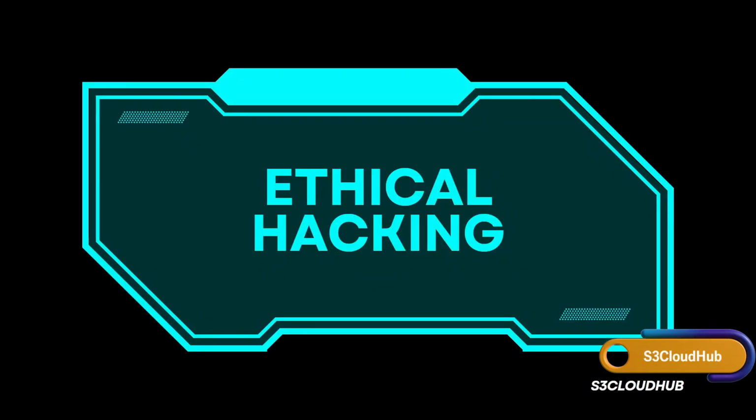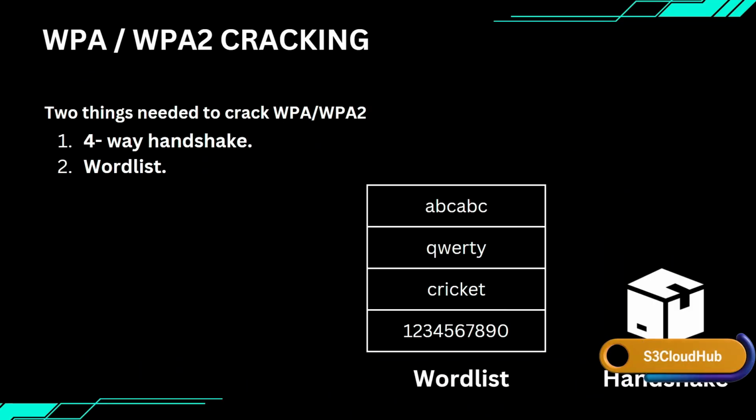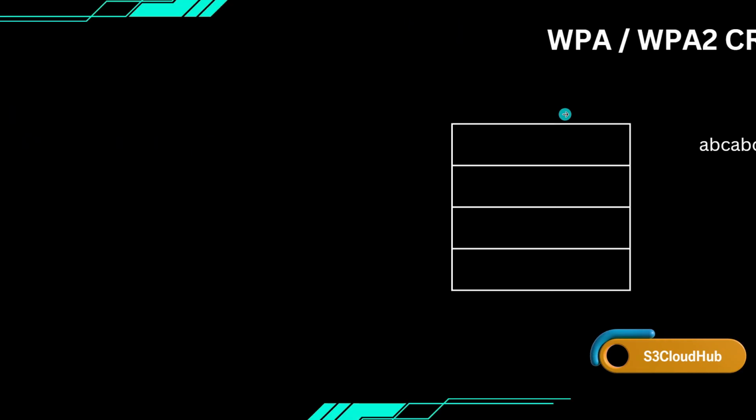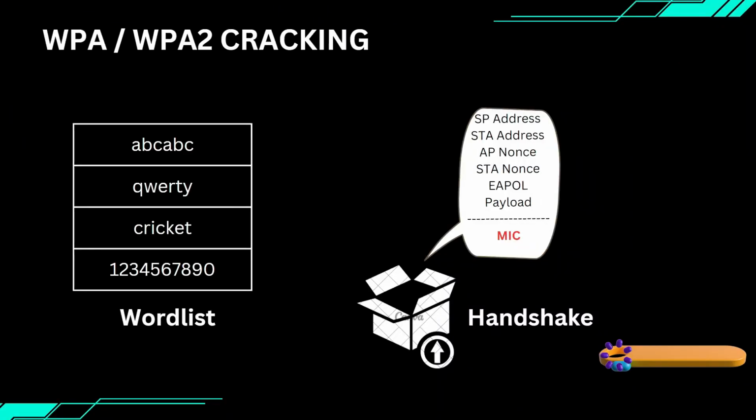Hello everyone and welcome back to our ethical hacking course. In the previous lectures, we learned that to crack WEP and WPA2, we need two main components. First, we need to capture the handshake. Second, we need a word list containing a set of possible passwords that we will try one by one, hoping one of them matches the target network's password. Right now, I have both of these components ready. So we are set to go and crack the password.